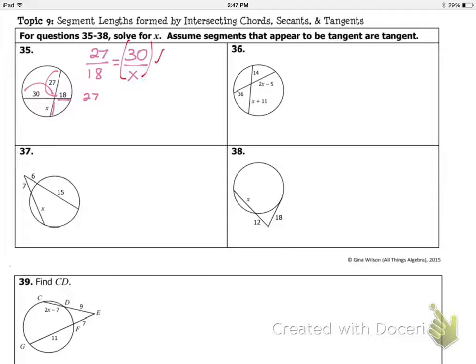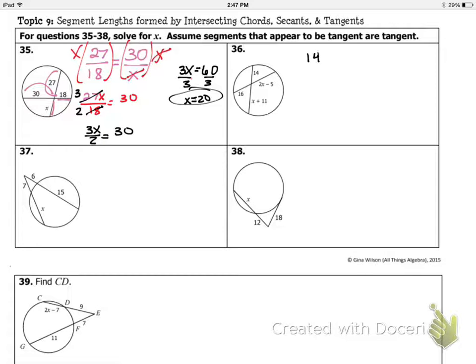And I can multiply both sides by x and get 27x over 18 equals 30. And I'm going to reduce 27 over 18 to 3 over 2. So we have 3x over 2 equals 30. Multiply the 2 to the right side. 3x equals 60, so I get x equals 20.